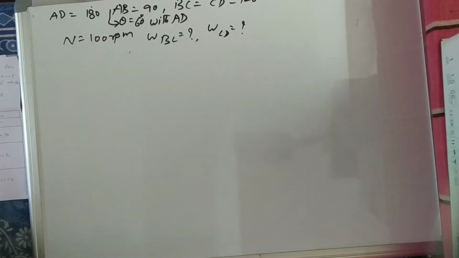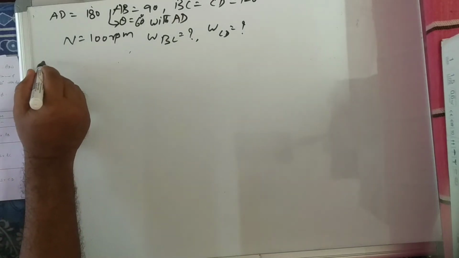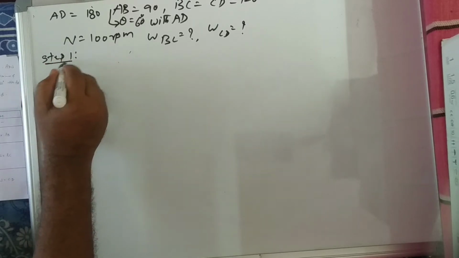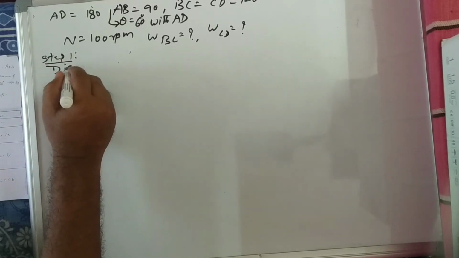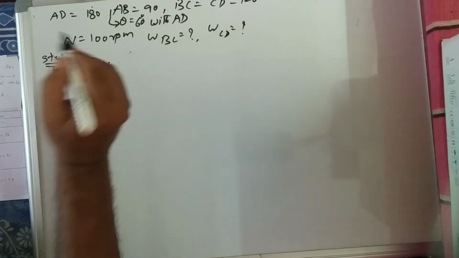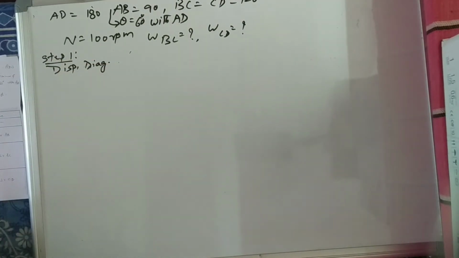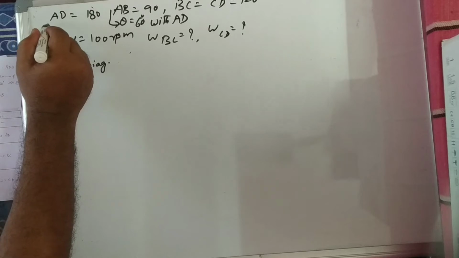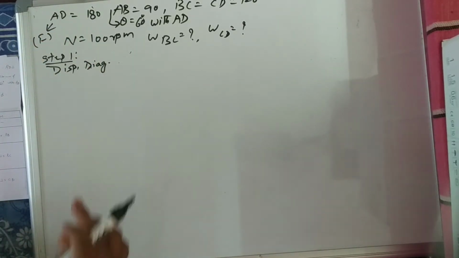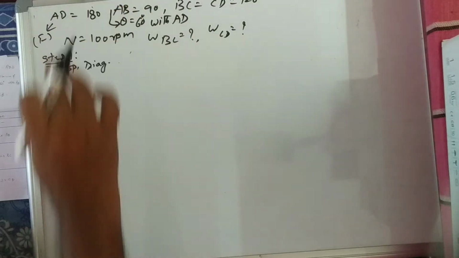First and foremost, with a suitable scale I am going to draw the displacement diagram. Step 1 is to draw the displacement diagram. First we are going to draw the fixed link. AD is fixed here, and it is given as 180 mm.